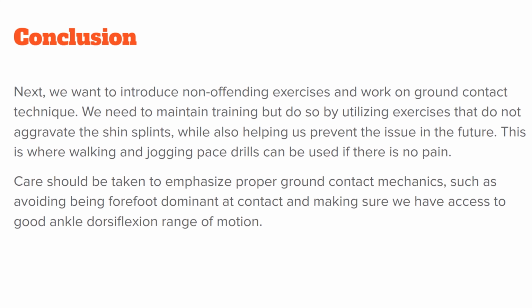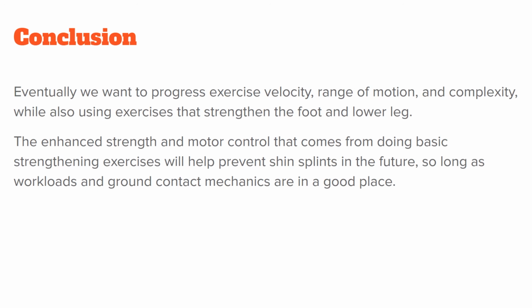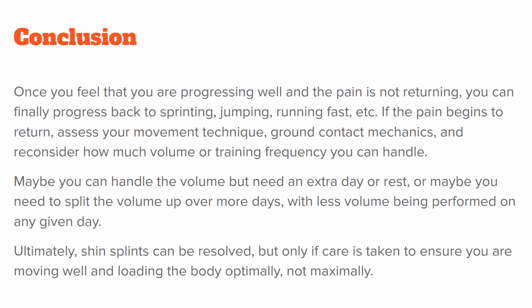Eventually, we'll want to progress exercise velocity, range of motion, and complexity, while also using exercises that strengthen the foot and the lower leg. The enhanced strength and motor control that comes from doing these basic strength exercises will help prevent shin splints in the future, so long as workloads and ground contact mechanics are kept in a good place. Once you feel that you're progressing well and the pain is not returning, you can finally progress back to sprinting, jumping, or running fast. If the pain begins to return, assess your movement technique, your ground contact mechanics, and reconsider how much training volume or training frequency you can handle.